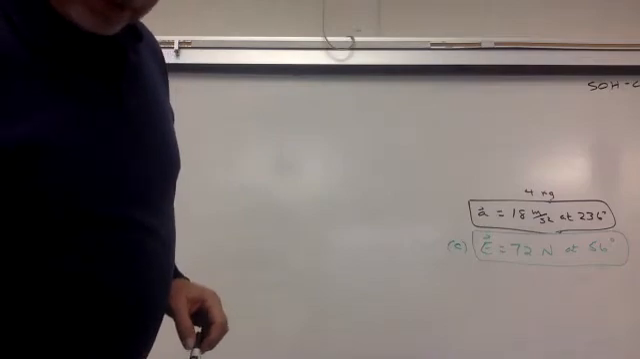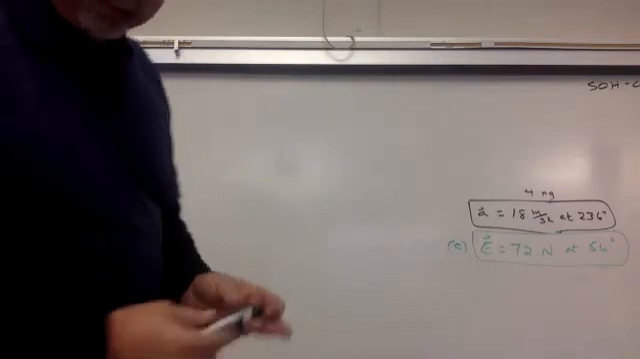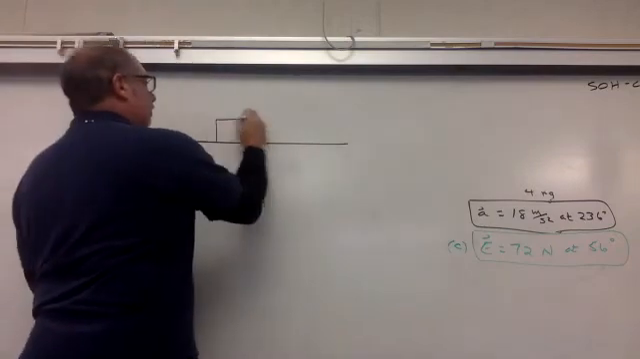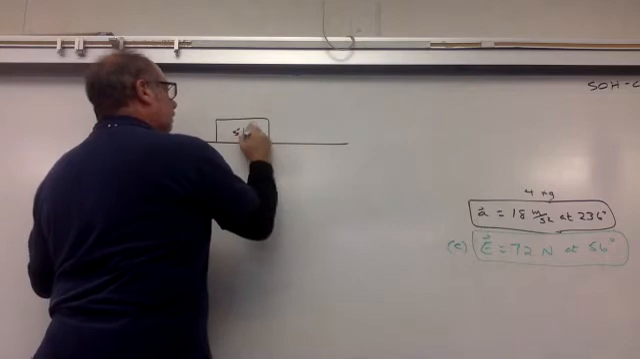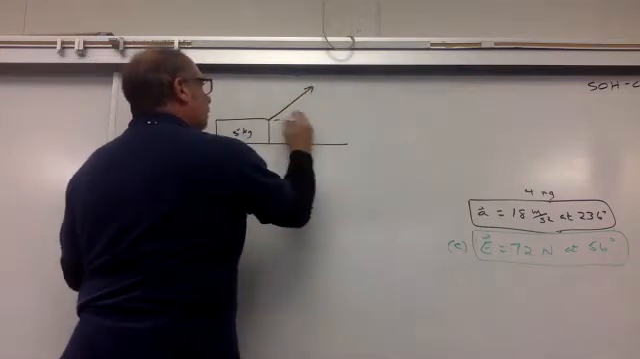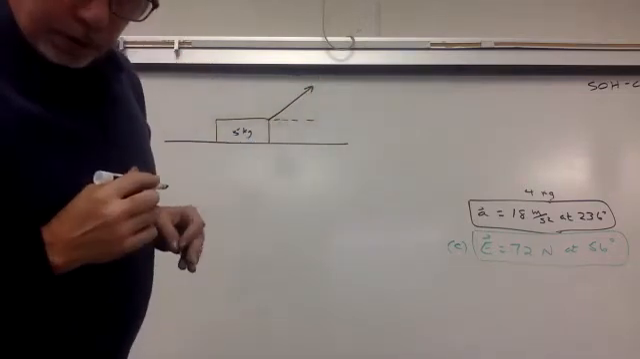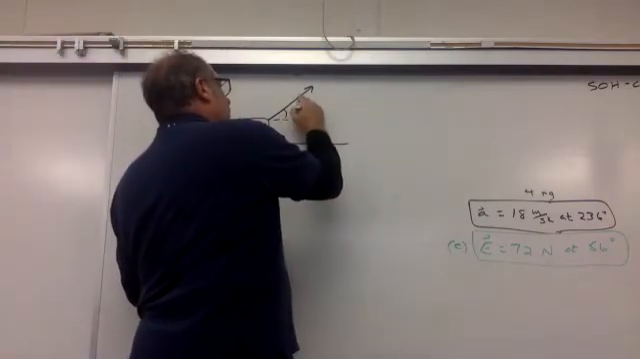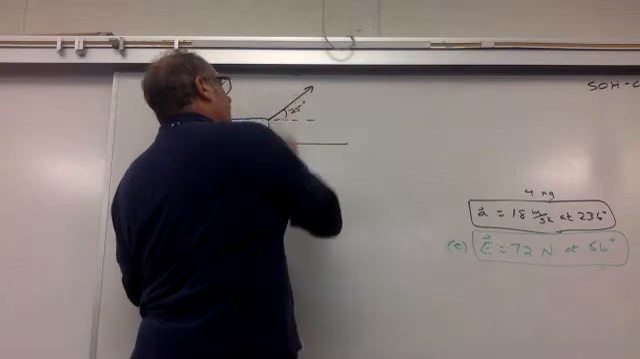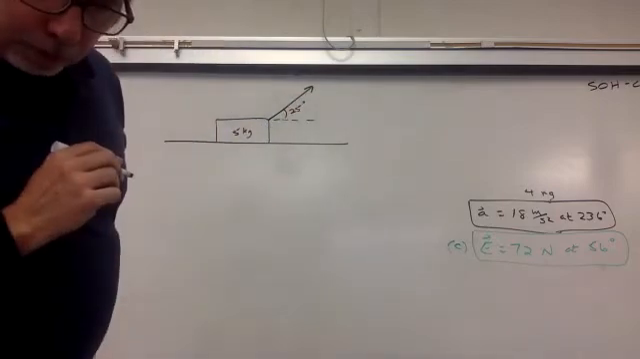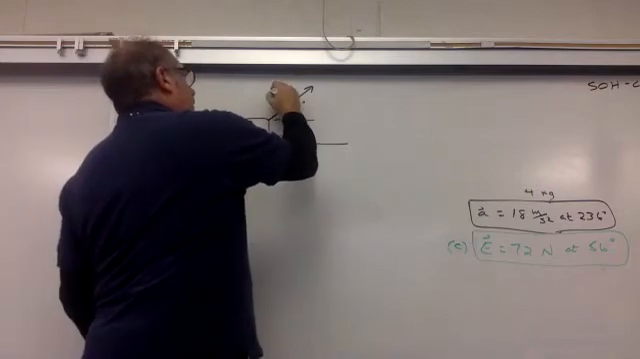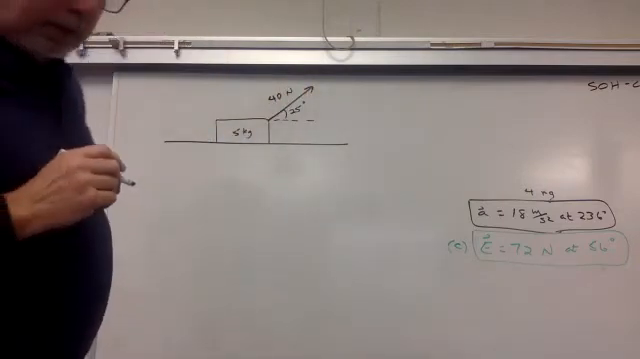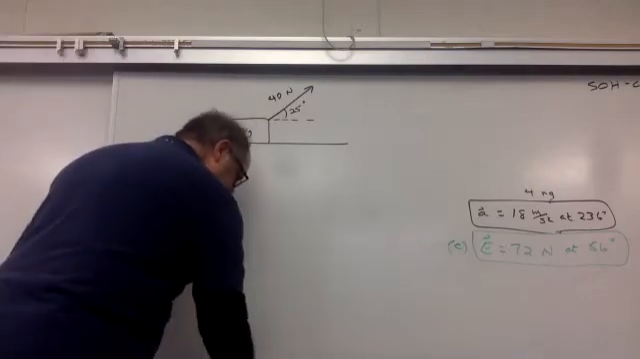A box of mass 5 kilograms is being dragged by a rope. The rope is at an angle of 25 degrees to the ground, and the tension in the rope is 40 newtons. Okay, there's my information. Part A, determine the horizontal and vertical components of the force.